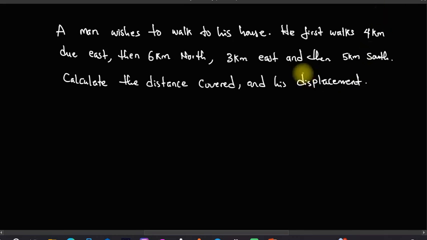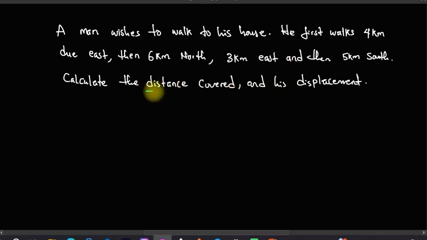All right, so let's take a look at this question. A man wishes to walk to his house. He first walks 4 kilometers due east, then 6 kilometers north, 3 kilometers east, and then finally 5 kilometers south to get to his house. Calculate the distance covered and his displacement.